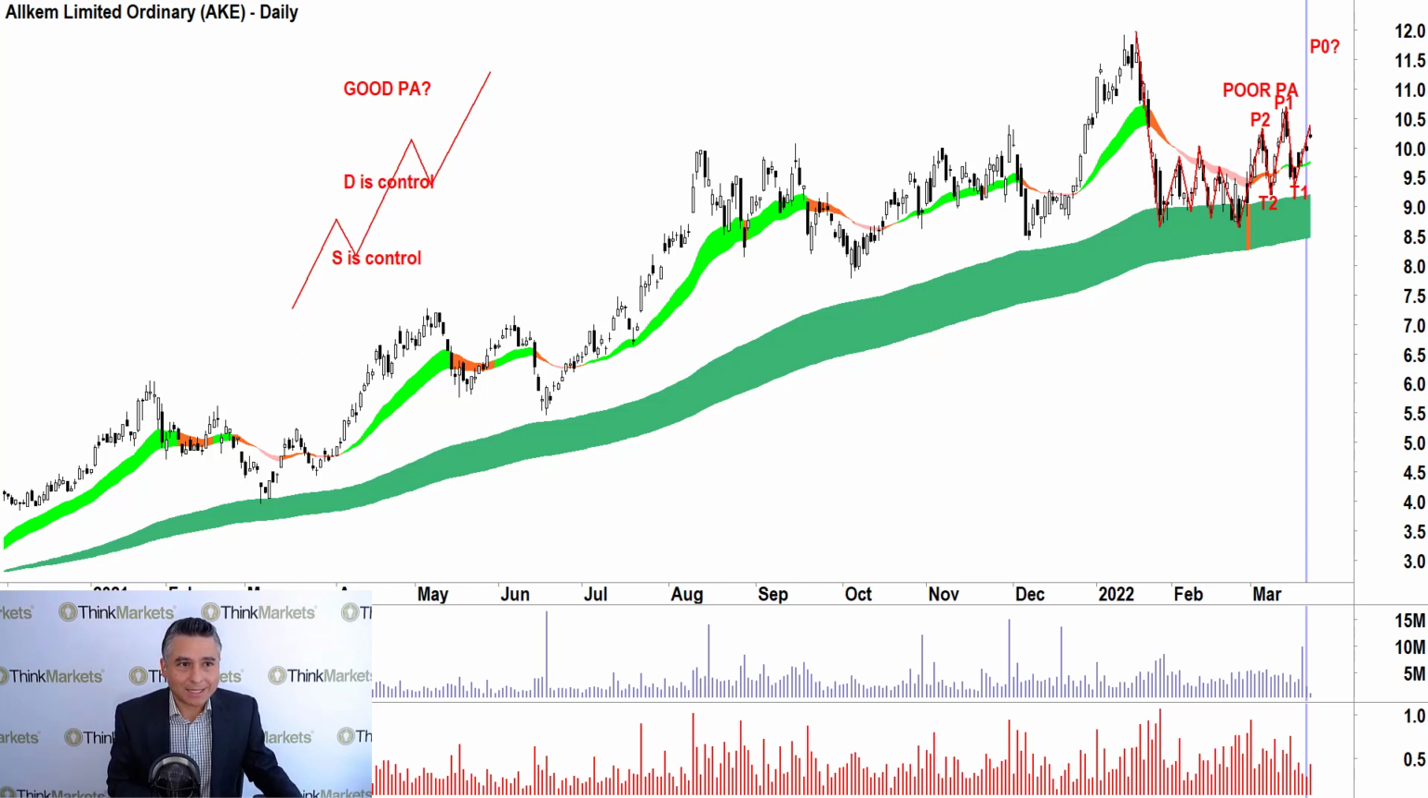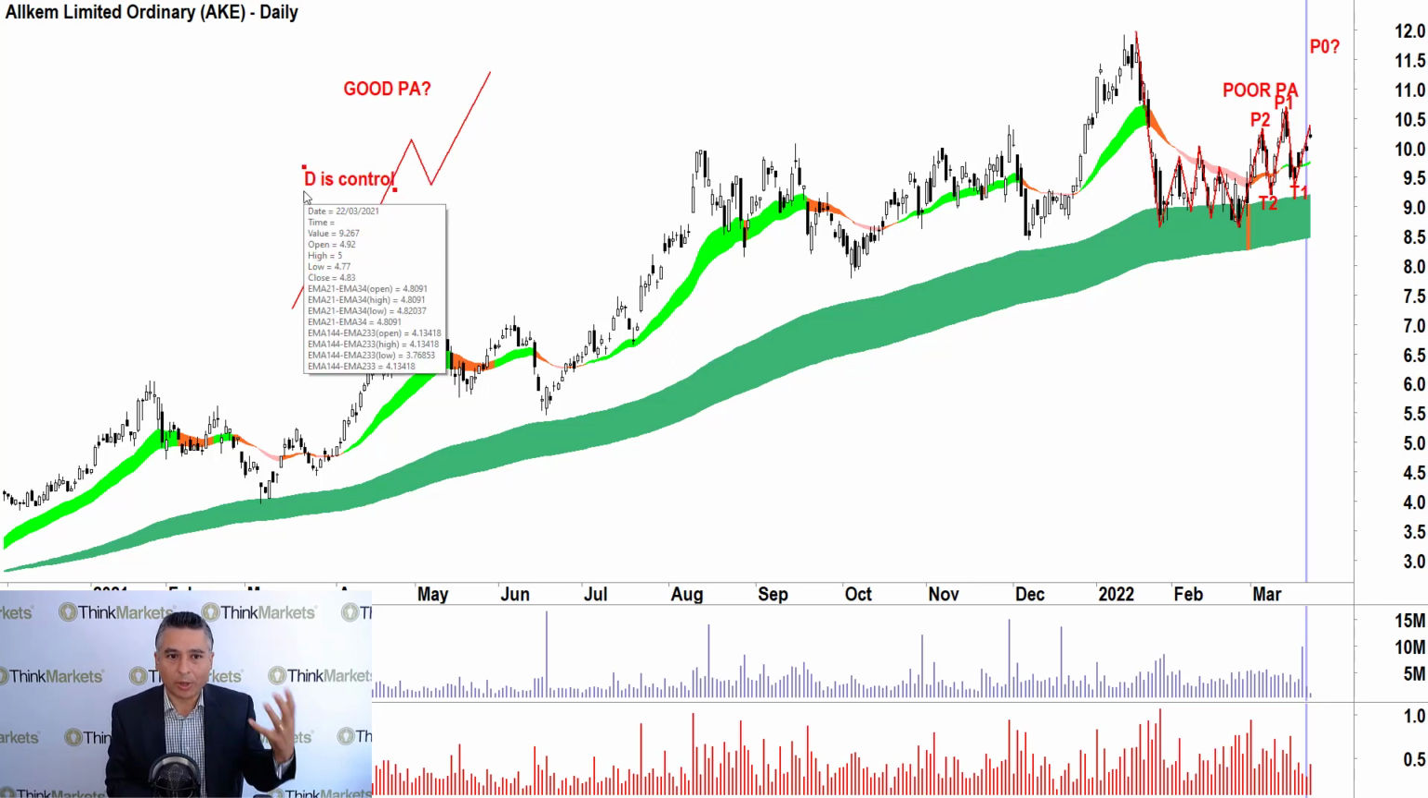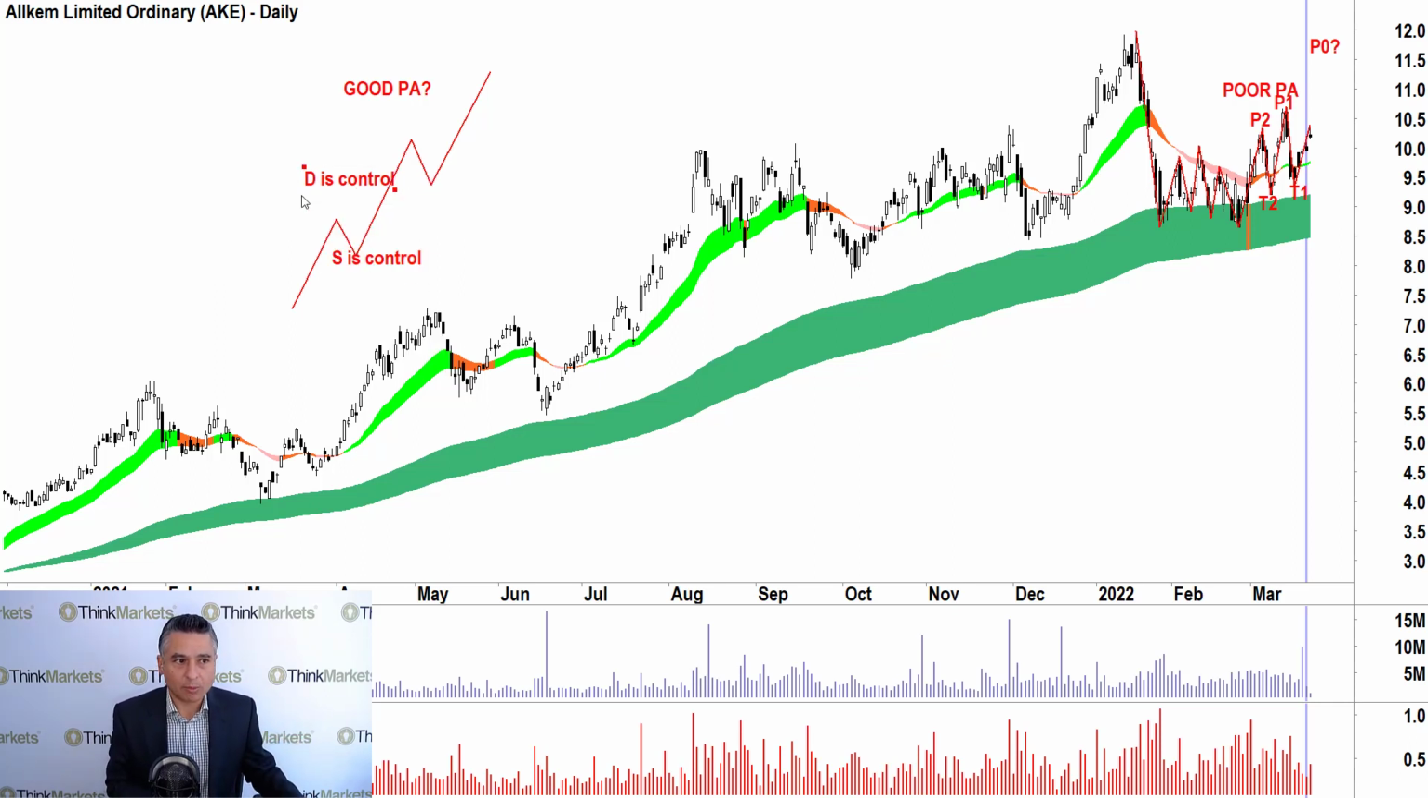So it makes sense that if we want something to go up or we're long something, we're looking to get in. We want to see lots of demand in control. We want to see very little supply in control. Now, supply is going to come into control at some stage. You can never have a situation where demand is in control all the time, of course. So we're going to get pullbacks, but we want to see small pullbacks relative to the rallies.